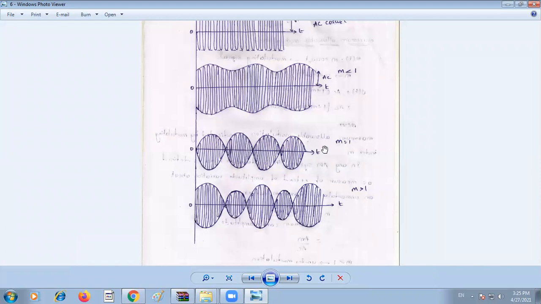There is a practical error in the designing of the low pass filter. That's why M less than 1 condition is always preferable. M is equal to 1 condition is ideal case.